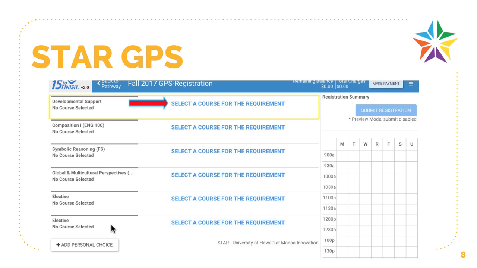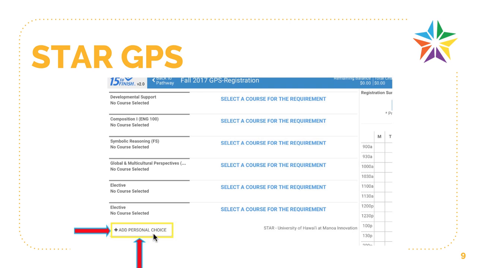So, in order to find a course for your desired elective, you simply click on the button, Select a Course for the requirement. Now, just as a side note, if you don't wish to register for the specific requirement in your pathway, such as Symbolic Reasoning, you are able to make a personal choice by scrolling to the very bottom of the screen and selecting Add Personal Choice, which is this button here.